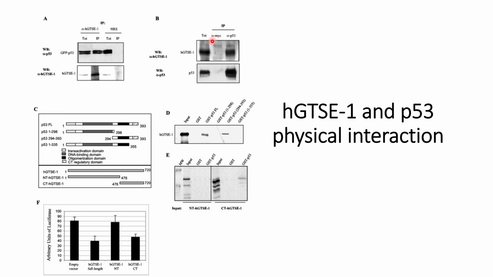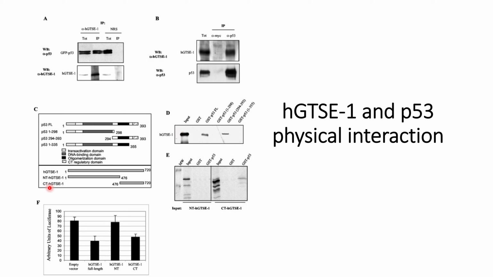They did the same experiment with other antibodies, anti-myc, just to ensure that there are no false negative signals. When they did the co-immunoprecipitation with anti-myc, they did not see any presence of hGTSE, nor any presence of p53. However, with anti-p53, they see the presence of hGTSE and p53. From these first two figures, it is now clear that hGTSE and p53 are interacting with each other.